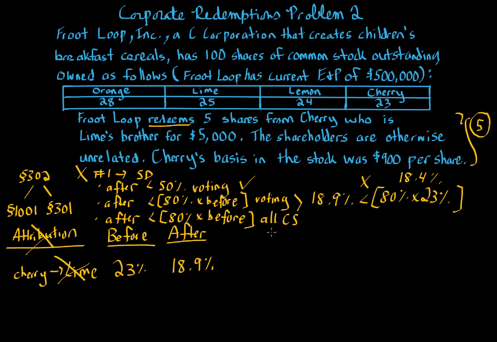No facts here suggest partial liquidation, so we can move on from that. Okay, we go to test 4. Test 4 is not essentially equivalent to a dividend. Again, this is always the last test because it's the most subjective. And remember, under the US v. Davis case, a meaningful reduction of shareholders' proportionate interest in the corporation, which is usually viewed as control of voting stock, is viewed as not essentially equivalent to a dividend.